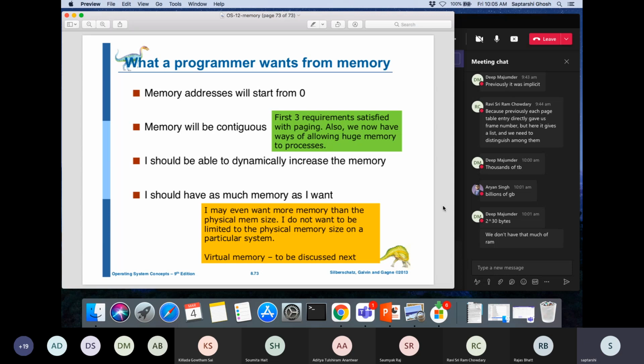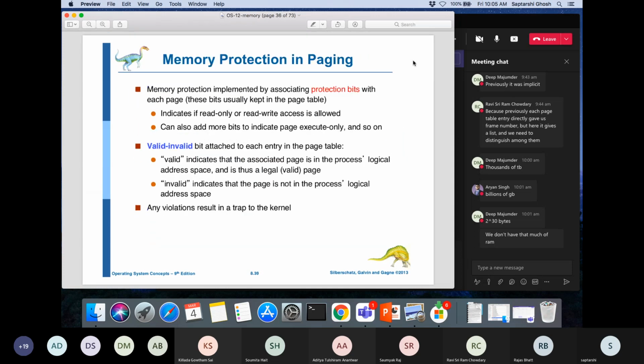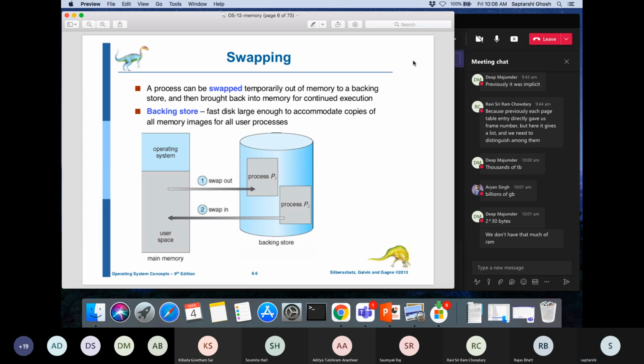Let me just show you that slide once. So you know this slide. A process can be swapped temporarily out of memory and then brought back into the memory for continued execution. Right? So this will be what is discussed next. Essentially, using this swap in and swap out mechanism, we can give a process even more memory than what is physically there in our RAM.